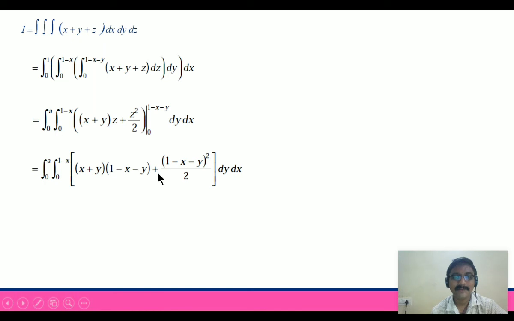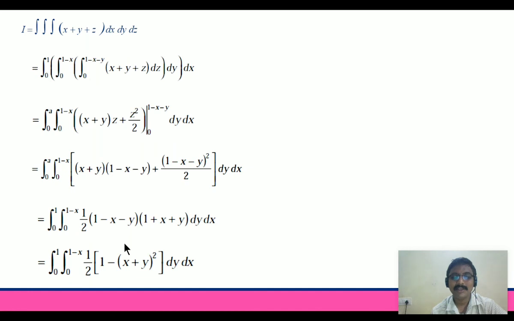So in the given triple integration, substituting the limits, we integrate with respect to z, keeping x and y as constants, substituting the upper limit 1 minus x minus y and the lower limit 0 in place of z, because these are the limits related to z. Now clearly the triple integration has become a double integration. Now we evaluate the double integration with respect to y and then x.